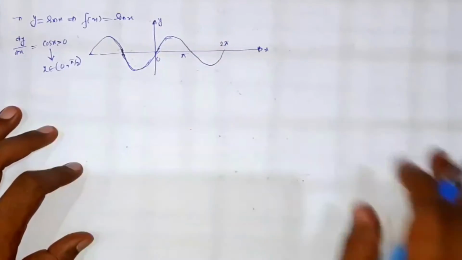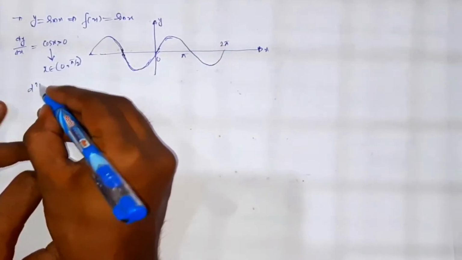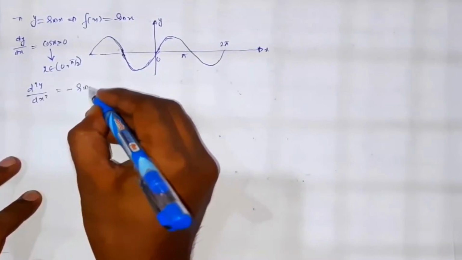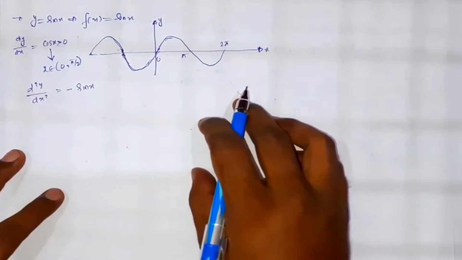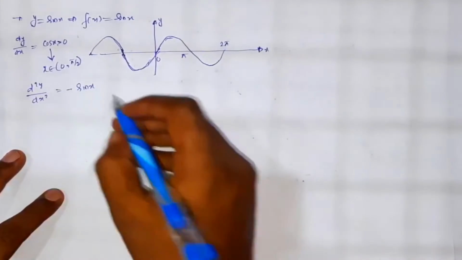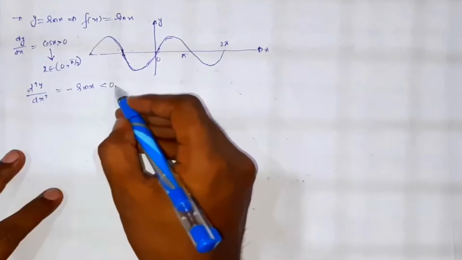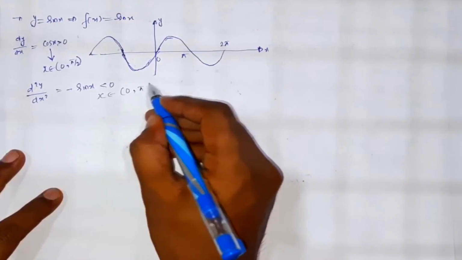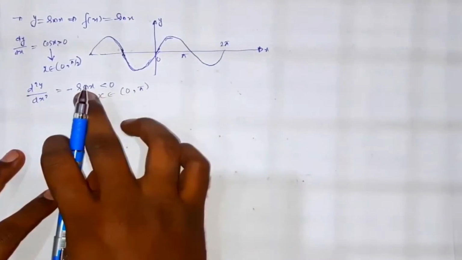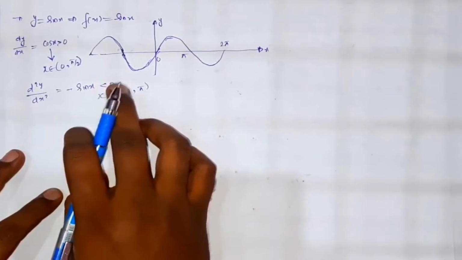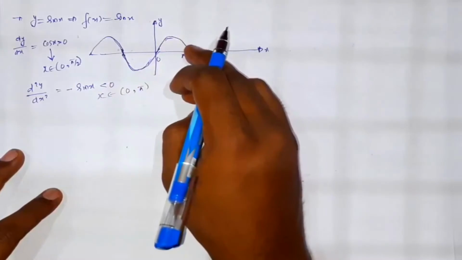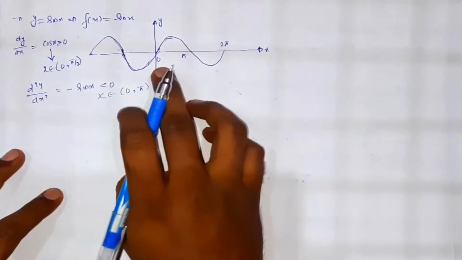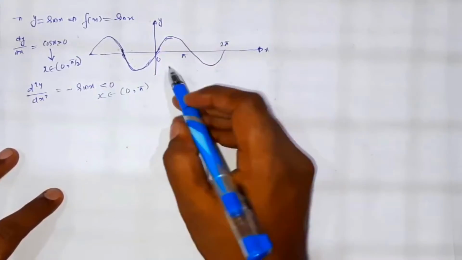Again, if we again differentiate this, d2y by dx square, then we will get minus of sin x. So we can say this will be negative for x belongs to 0 to pi. So this is negative, that means we will get a maximum. So we are getting maximum from 0 to pi. Okay. So I hope it is clear. We have checked what is the convexity and concavity in this region from 0 to pi.